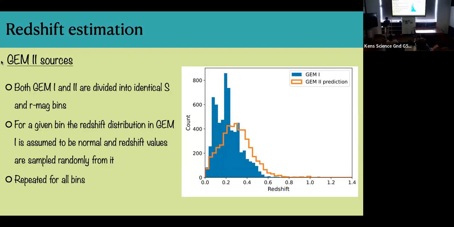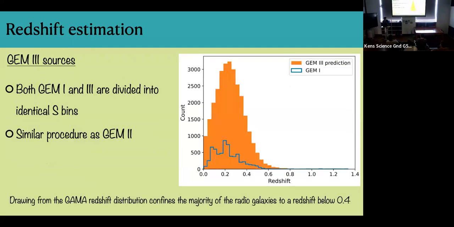And this is how the distribution looks. The orange histogram here corresponds to the predicted redshift values by the procedure that I just explained. The same procedure is repeated for GEM3. Heads up, we don't have the additional constraint of R band magnitudes here.